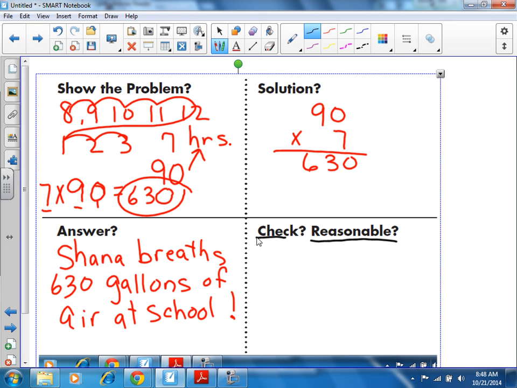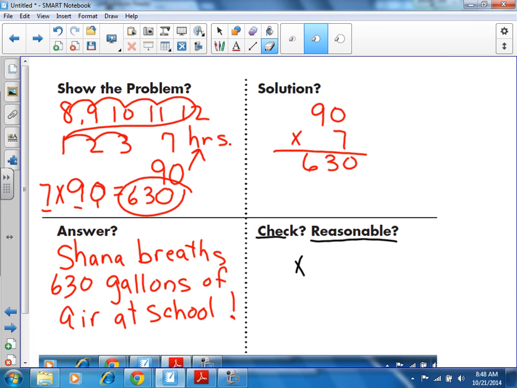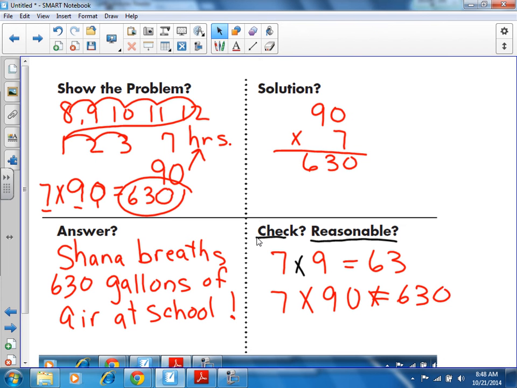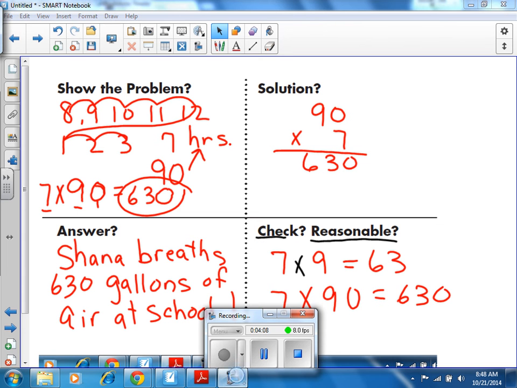To check for reasonableness, I want to make sure that my answer is what it's supposed to be. So I know that 7 times 9 equals 63. And as long as I know that 7 times 90 equals 630. Just getting a little sloppy here.